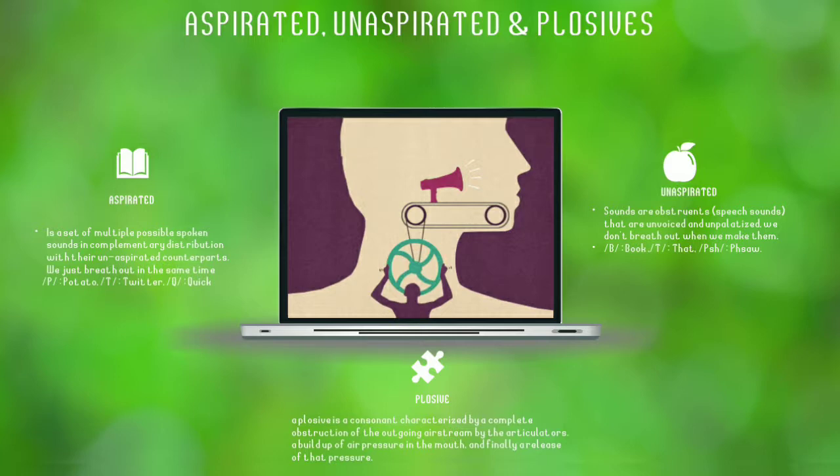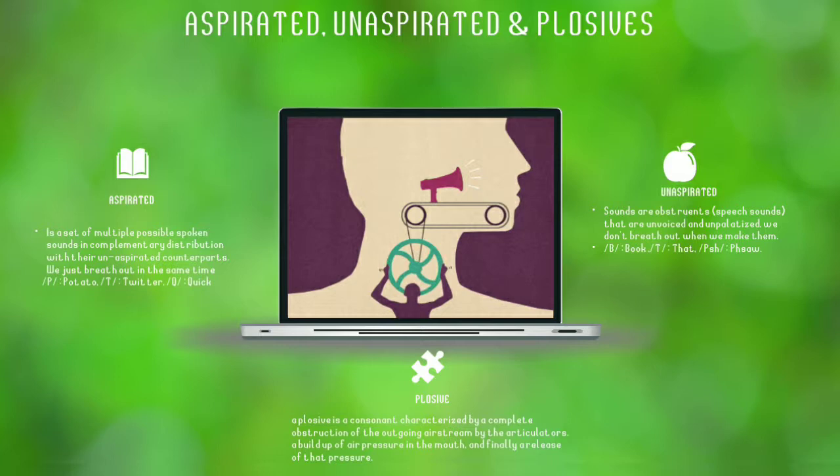Okay, now I'm going to explain what aspirated sound is. Aspirated sound is a set of multiple possible spoken sounds in complementary distribution with their unaspirated counterparts. In phonetics, aspiration is a strong breath that accompanies release or, in the case of pre-aspiration, unlocks some barriers.